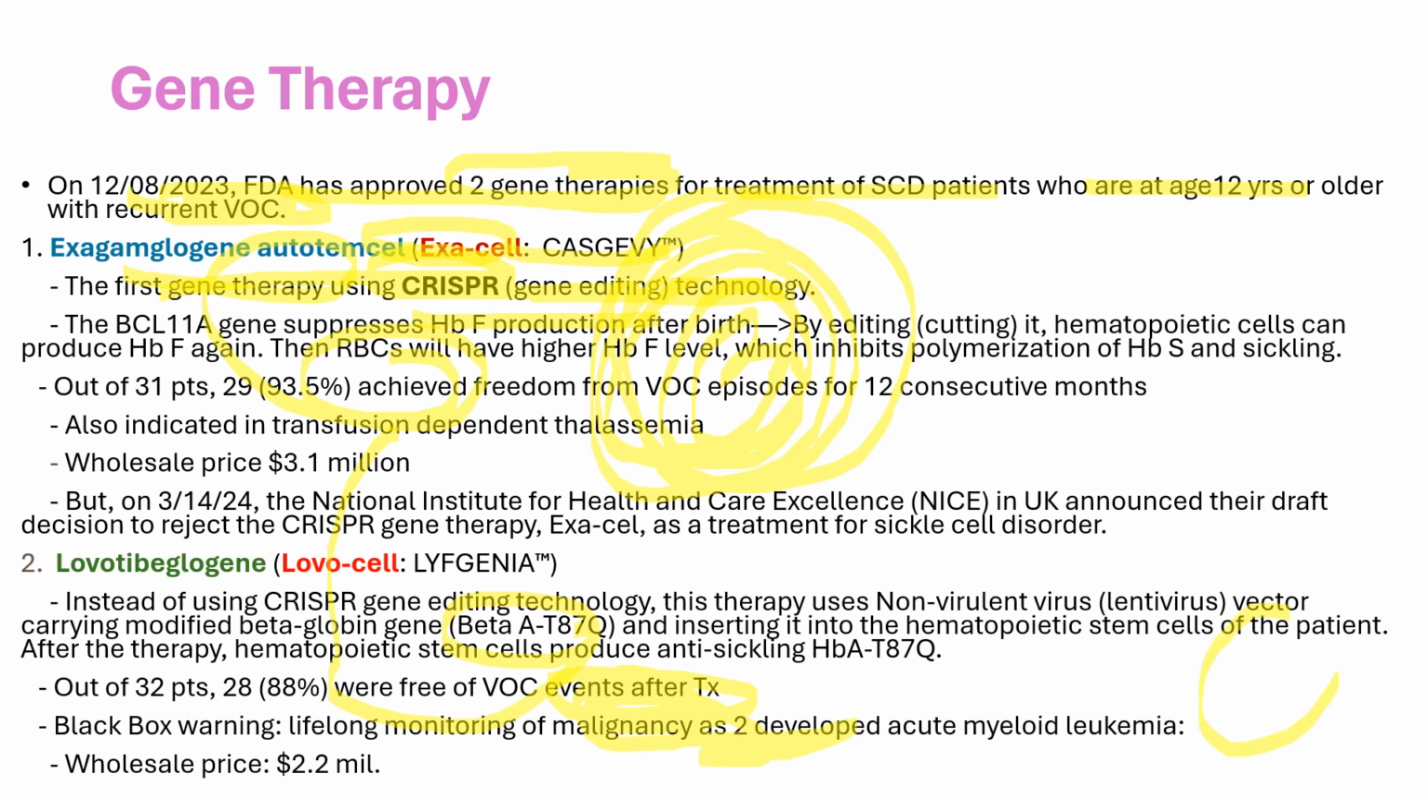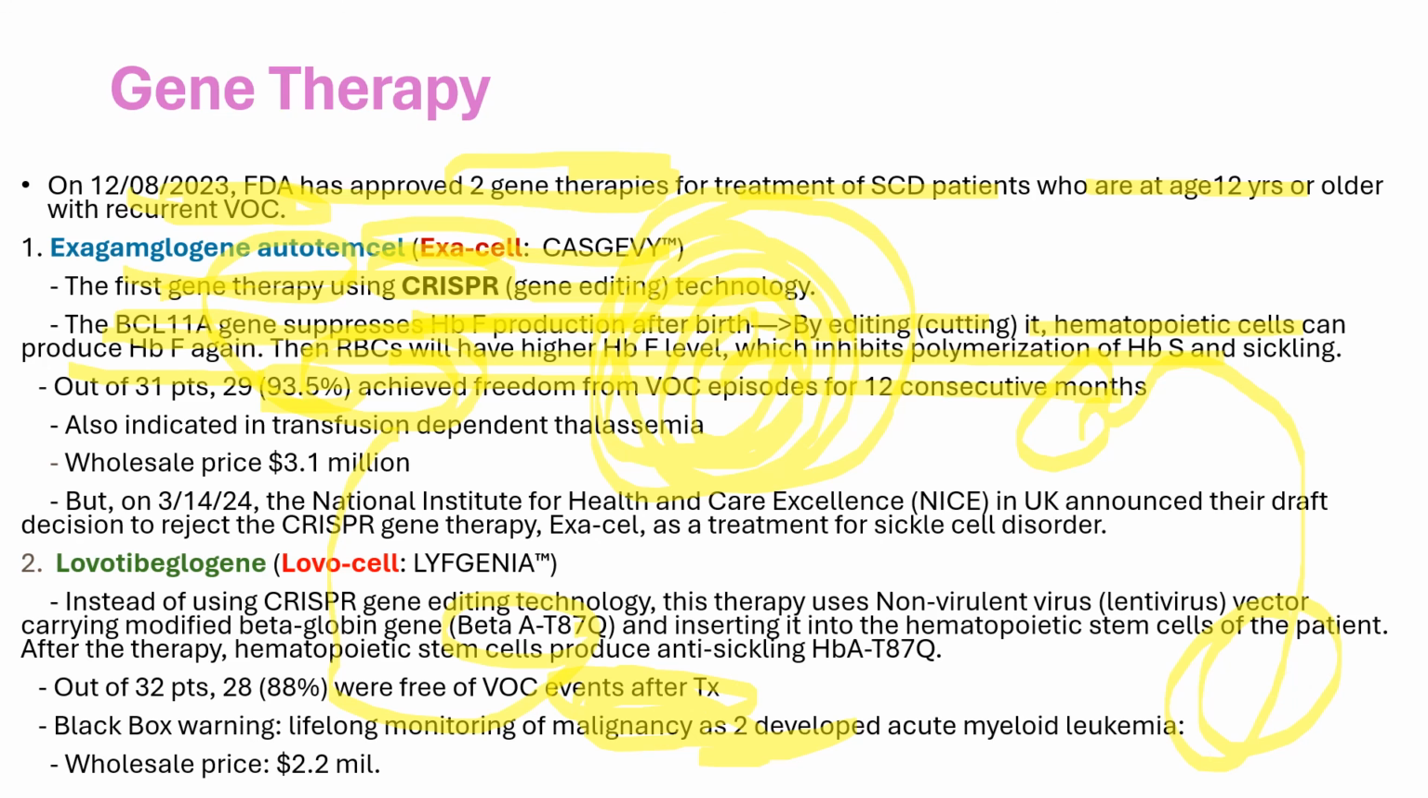but the production of hemoglobin F ceases after birth because of the BCL11A gene, which suppresses hemoglobin F production. So by editing and cutting it, hematopoietic cells can produce hemoglobin F again, even in adulthood. Then the red blood cells will have higher hemoglobin F levels, which inhibits polymerization and sickling. In clinical trial, over 90% achieved freedom from vaso-occlusive crisis episodes for 12 consecutive months.